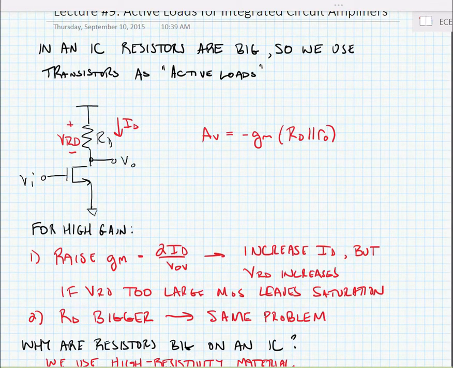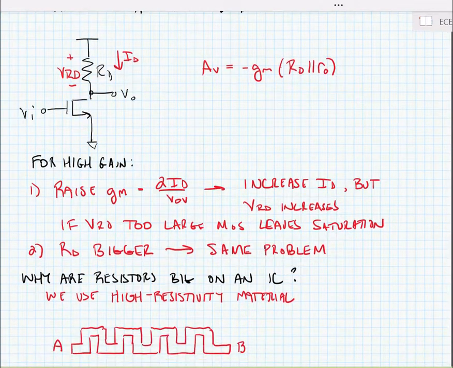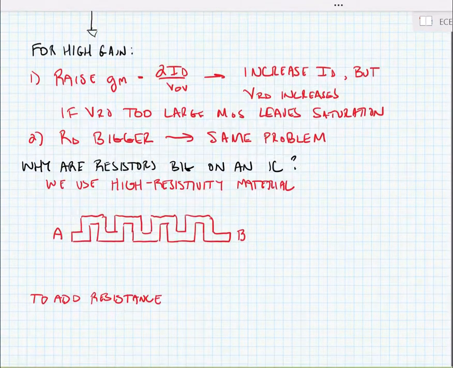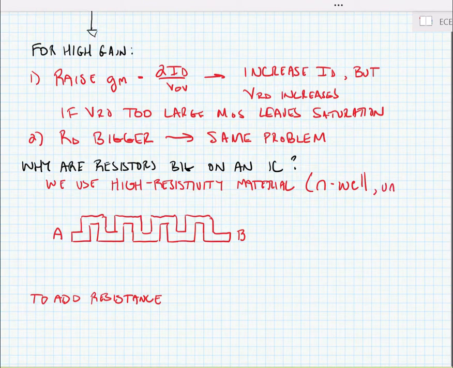Now, on an integrated circuit, we have another problem, and that's that resistors are typically big on an IC. So even if we want to use resistors, they're going to be fairly large geometrically in order to achieve the resistance we want. So we can ask, why are resistors big on an IC? And typically it's because we use some high resistivity material. This can be something like an in-well or unsilicided polysilicon, or other types of materials that have a high resistivity.